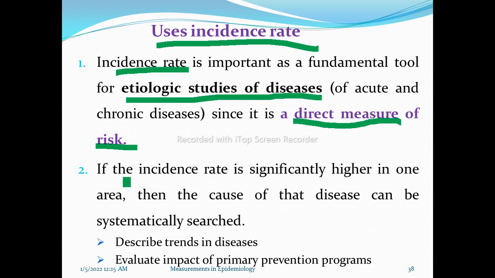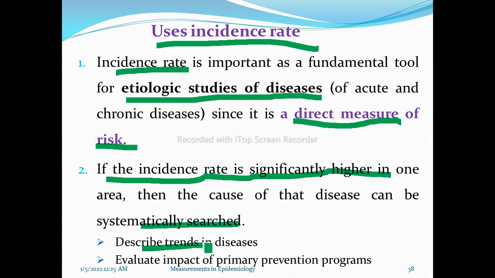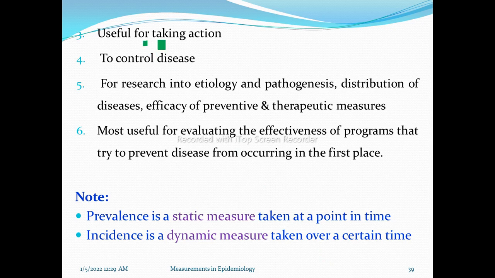If the incidence rate is significantly higher in one area, then the cause of that disease can be systematically searched. It describes trends in disease, evaluates the impact of primary prevention programs, and is useful for taking action to control disease, for research into etiology and pathogenesis, distribution of disease, and efficacy of preventive and therapeutic measures. It is most useful for evaluating the effectiveness of programs that try to prevent disease from occurring in the first place.